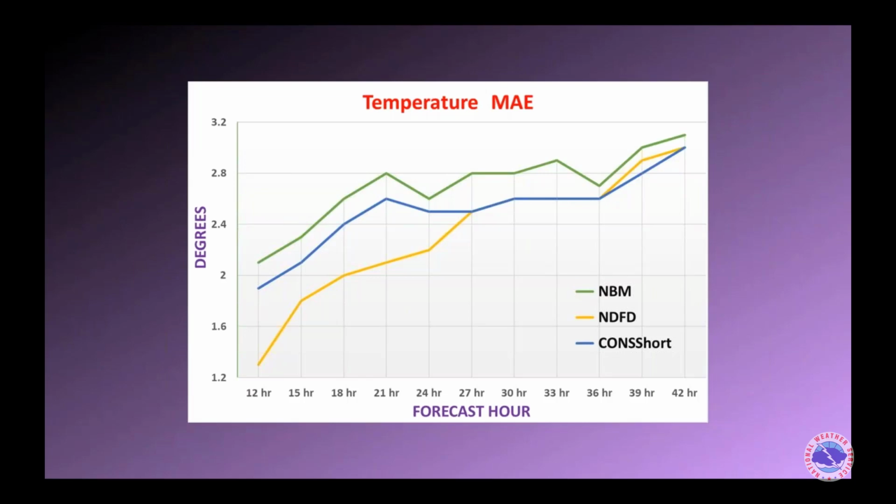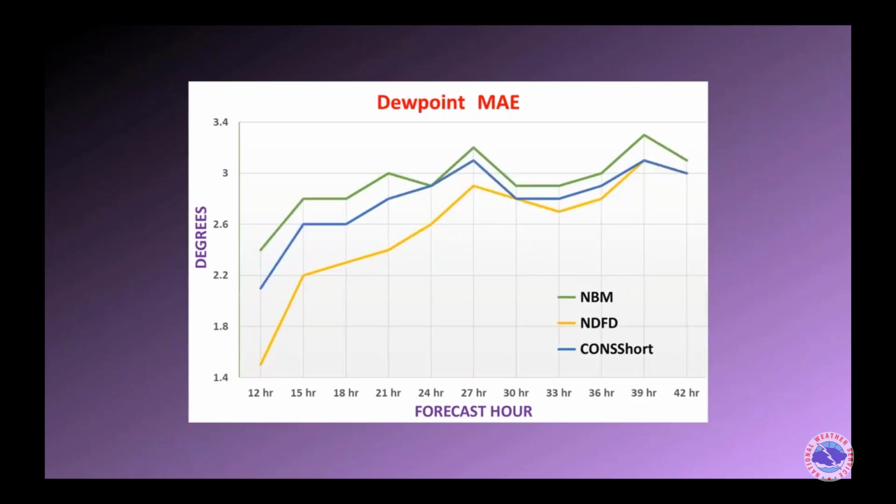The NDFD is beating both the conshort and the NBM, especially in the first few time frames there, and then later out there's more of a convergence of the verification. But for the most part, the conshort and the NDFD are ahead of the NBM. That's for temperature. Dew point, you see something fairly similar as before, where the forecasters are adding value a lot in the first 24 to 36 hours, and the conshort's doing somewhere between the NBM and the NDFD.